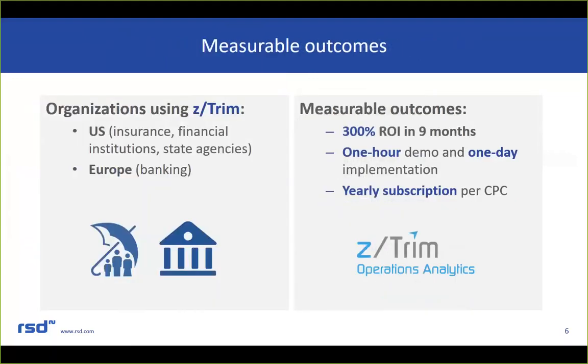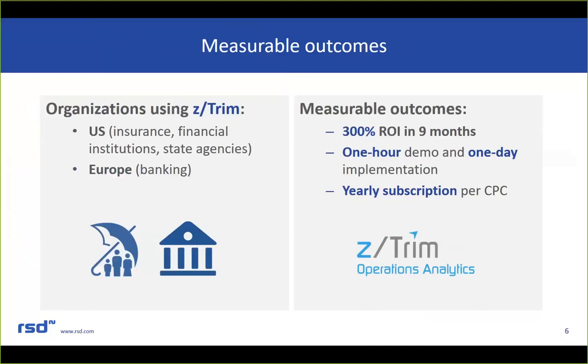We're all concerned with any tool on measurable outcomes. We're all focused on measurement and results. Organizations benefiting from ZTrim today include insurance, financial firms, and state agencies across the U.S. And in Europe, we're working with some major banks. What are we doing to help with proof of concepts? We propose you will realize 300% ROI in 9 months. It's a bold claim.